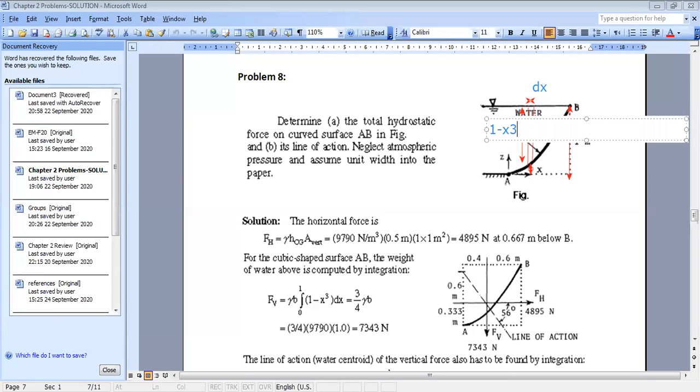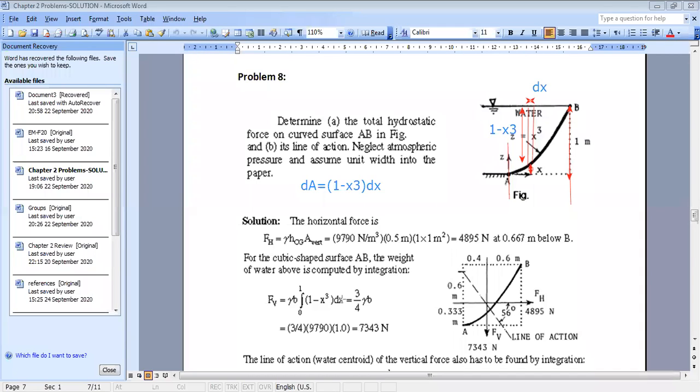Okay, and now I can write that the elementary area dA is equal to 1 minus x cubed times dx. Okay, and now to find the total area, all I have to do is integrate, from this position here, which corresponds to x equals 0, to this position, which corresponds to x equals 1. This is why, as you can see in this formula, F vertical is equal to gamma times the width times the integral between 0 and 1 of 1 minus x cubed dx.